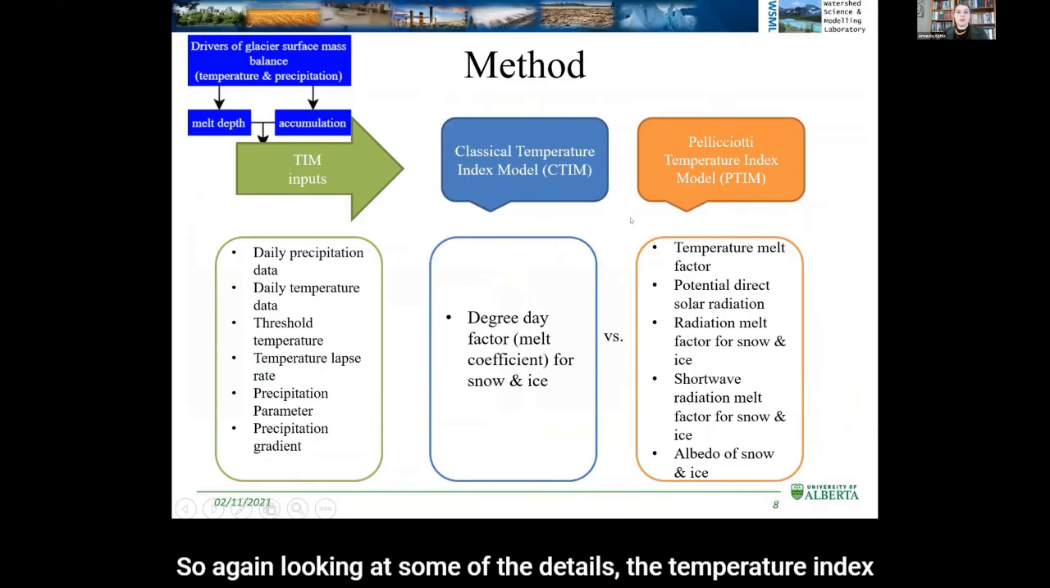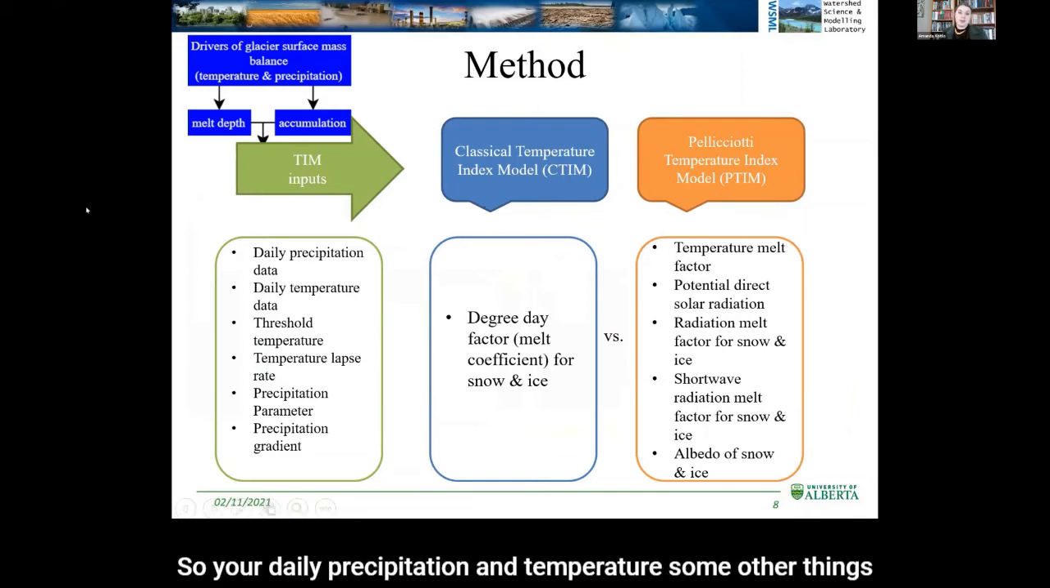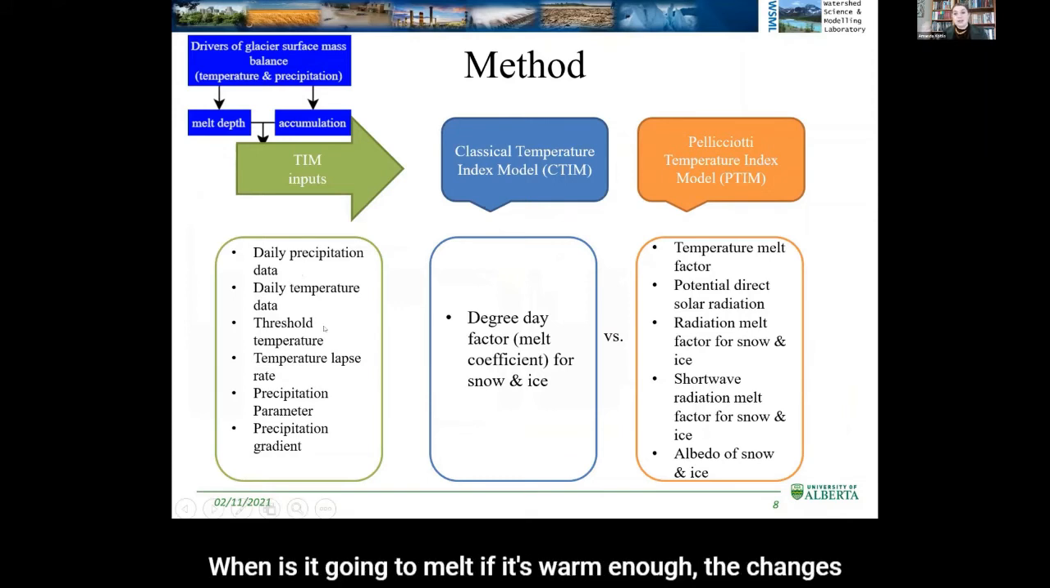So again, looking at some of the details, the temperature index model, doing the accumulation and melt processes, it needs some meteorological inputs to do this. So your daily precipitation and temperature, some other things such as the threshold temperature, when is it going to melt if it's warm enough, the changes in temperature and precipitation as you move to higher or lower elevation along the glacier.